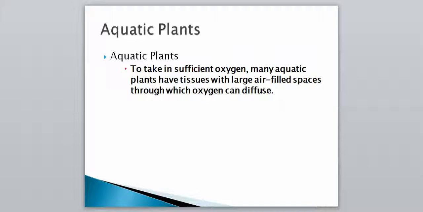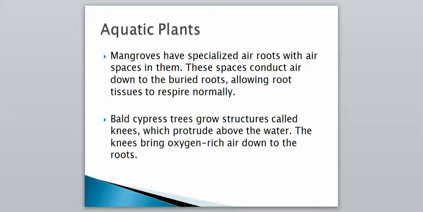And one in particular are mangroves, and this is just a tree that grows in the swamps. If you watch Swamp People and things like that, they have a lot of mangrove trees. And they have specialized air roots with air spaces in them. That's pretty self-explanatory. An air root has air spaces. And these spaces will conduct air down to the buried roots, allowing the root tissues to respire normally, which just means to carry out their normal processes.